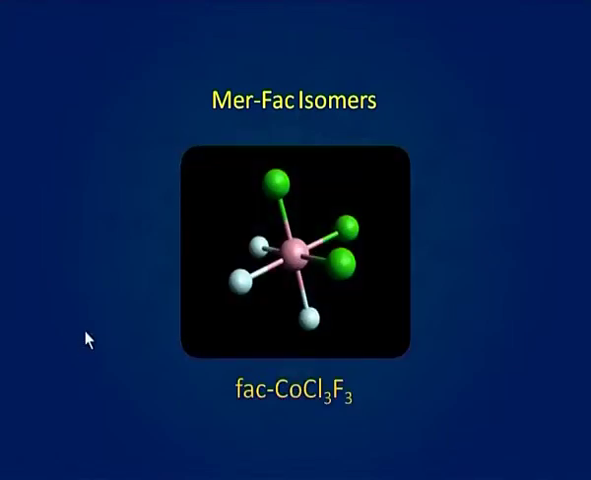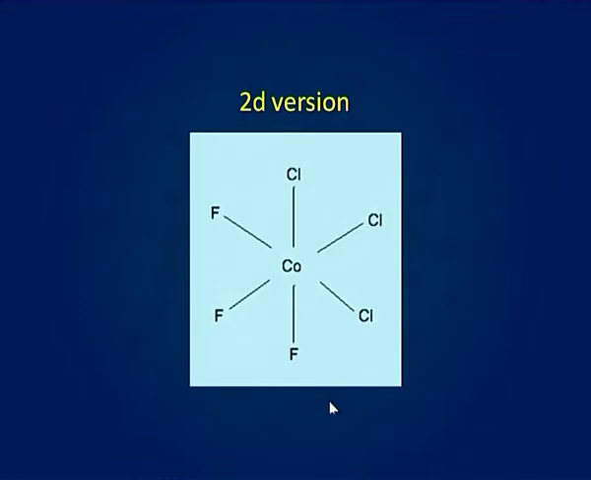For example, as this isomer is a facial isomer, it will be named as FAC-CoCl3F3. You can also see this isomer in two-dimensional version. It is easier to see how the ligands are all on the same side. In the three-dimensional version, one can observe that the bond angle between the three same ligands is 90 degrees, thus making the isomer a FAC isomer.